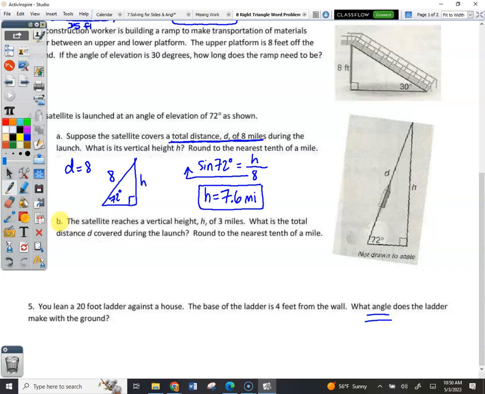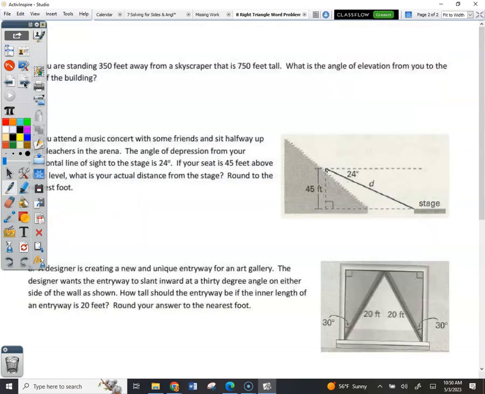So I want you to do 5. It is inverse trig. Do cosine? Inverse? Are you in degree mode? Did you do 420? Okay, look at this one.